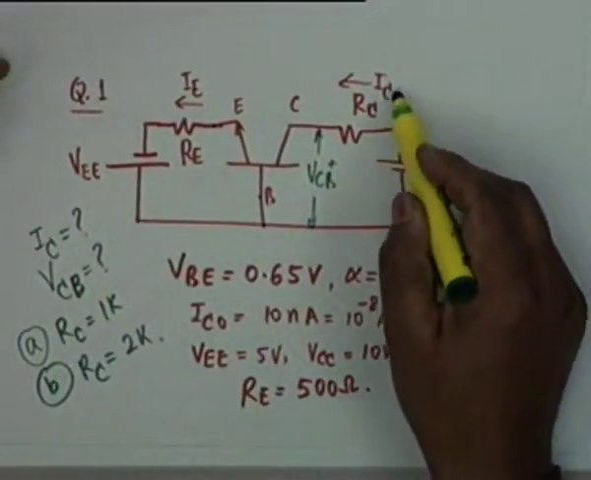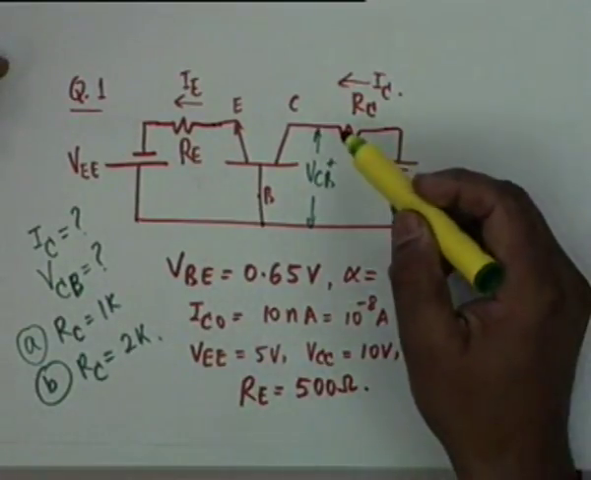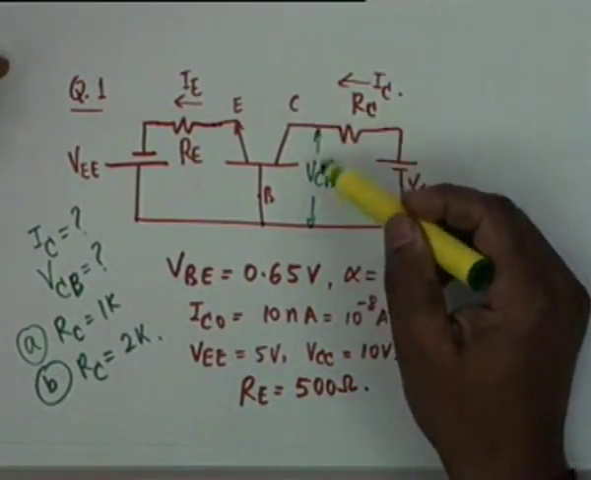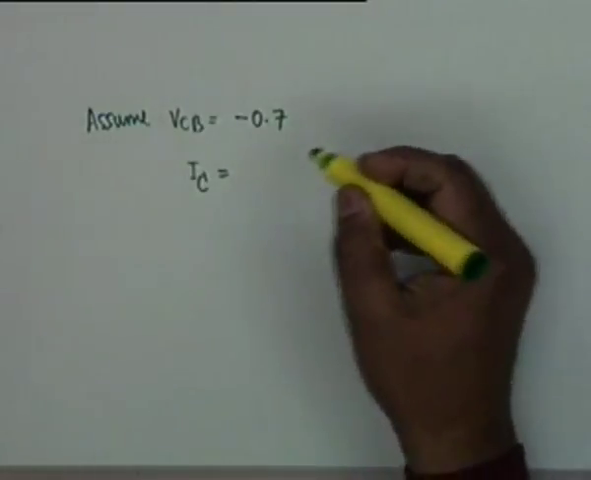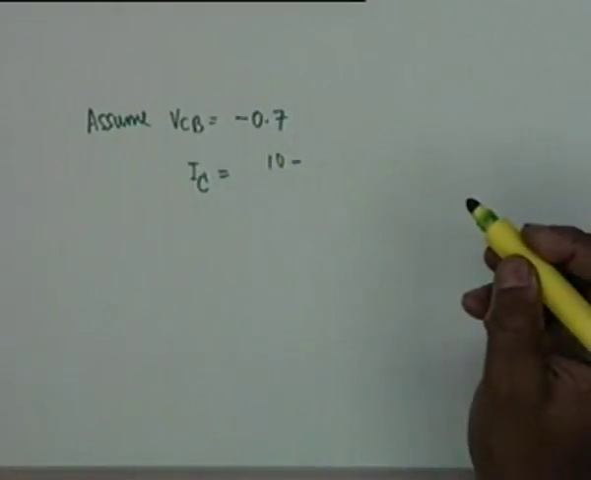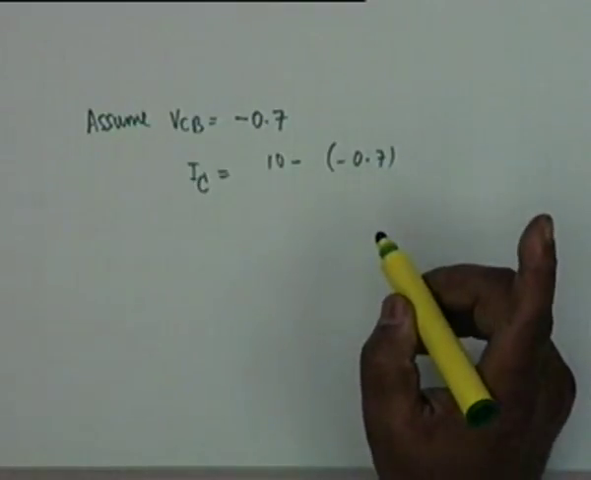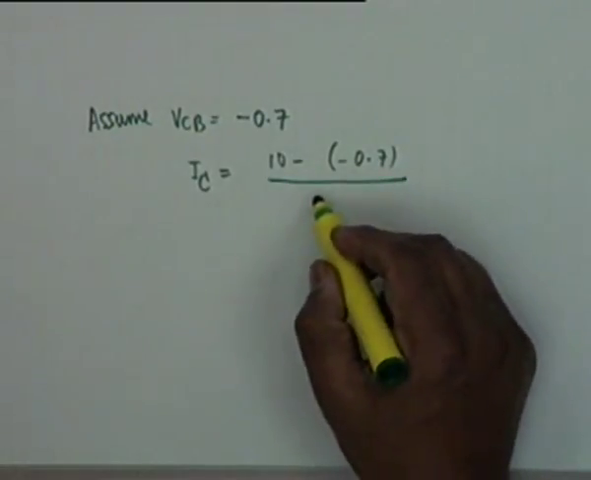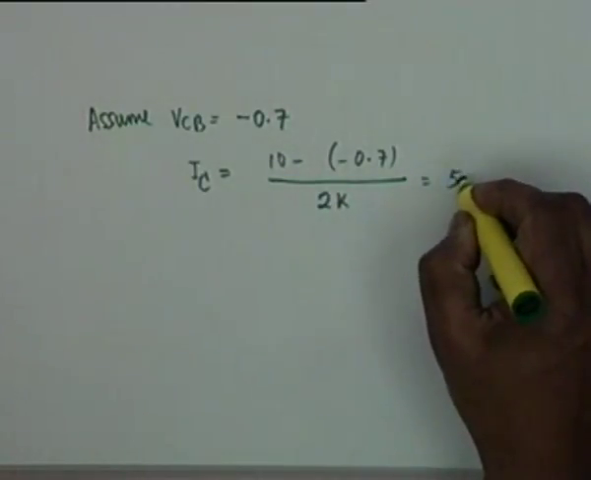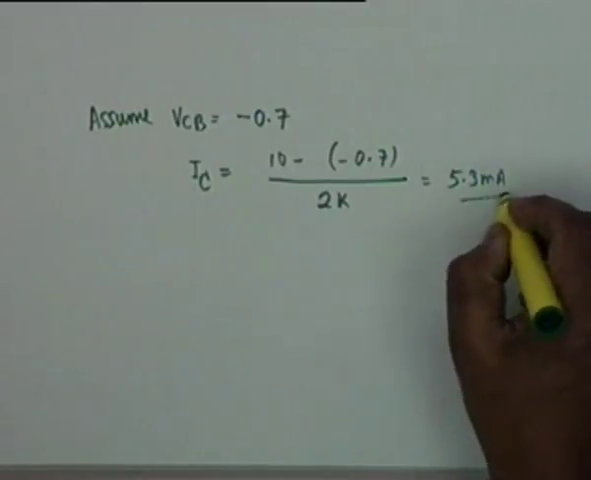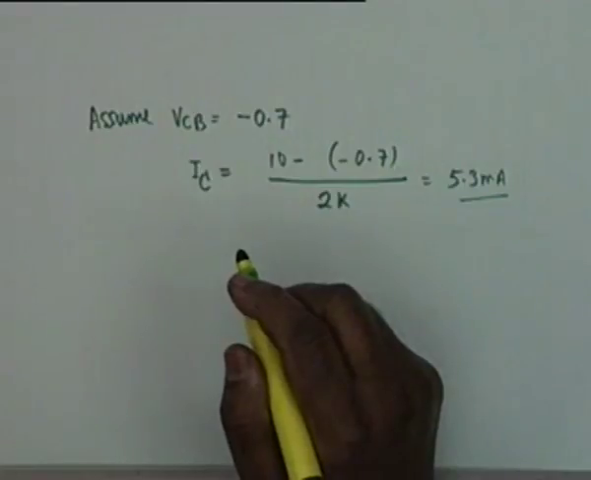Now, how do I find I sub C? This voltage is 10 volt and there is a positive to negative, no, I'm sorry, negative to positive, and therefore I sub C would be 10 minus VCB, which is minus 0.7. Is the point clear? Okay, that divided by 2K. RC has changed to 2K. So this comes out as 5.3 milliampere. This is the solution to the problem for part B.